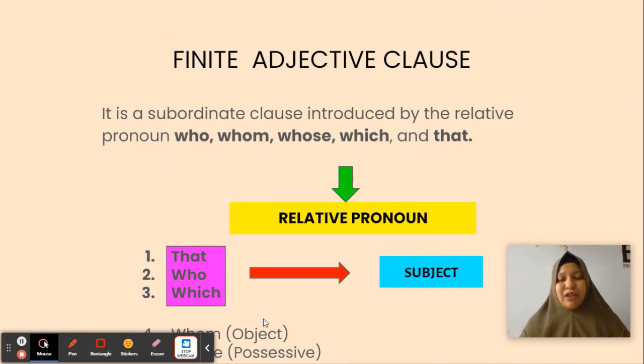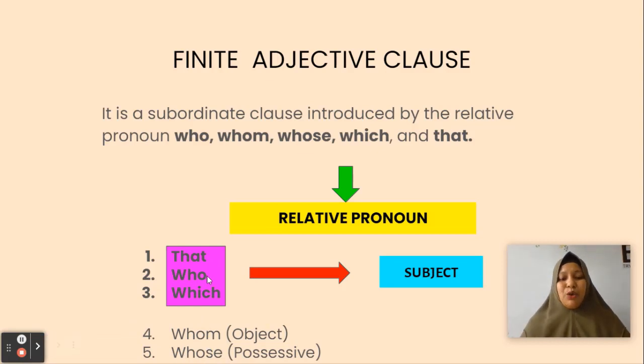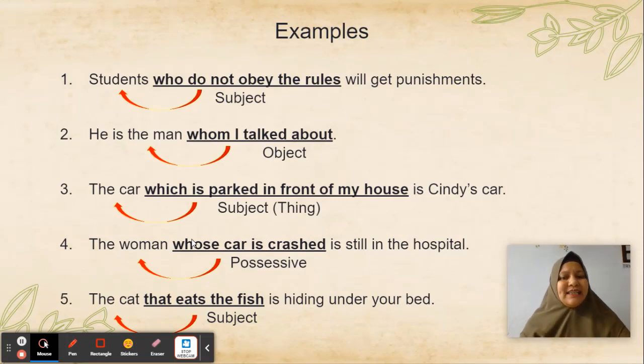Next, finite adjective clause. It is a subordinate clause introduced by the relative pronoun who, whom, whose, which, and that. So we need to put a relative pronoun here. The relative pronouns usually used in adjective clauses are who, whom, whose, which, and that. That, who, and which usually function as subject, whom functions as object, and whose is usually possessive. Now let's see the examples.